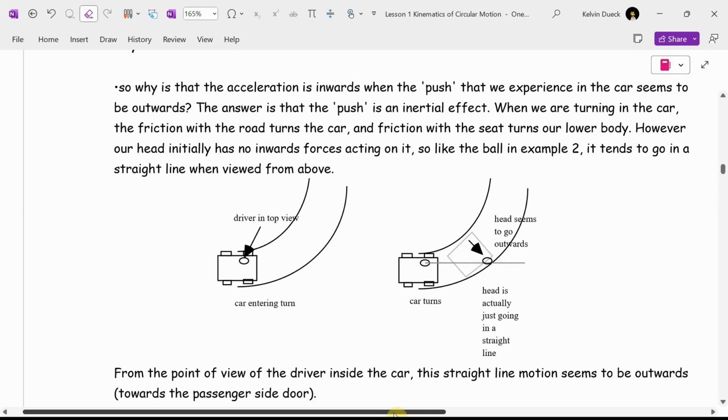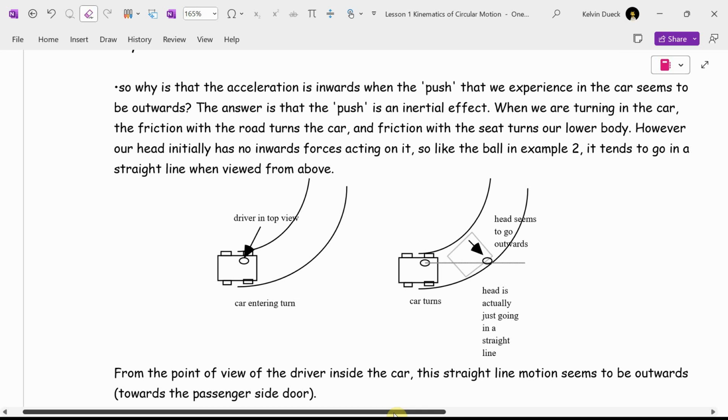Next page. Why is it that the acceleration is inwards when the push that you experience in a car seems to be outwards? So you've all been in a car and the car goes around a corner and you feel like you're getting pushed out. You are not. There is no force pushing you out.